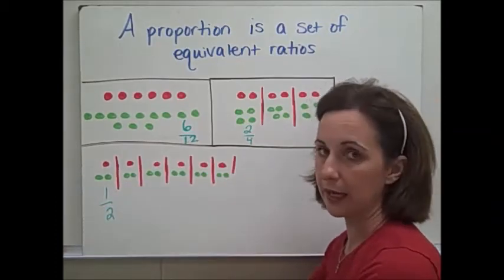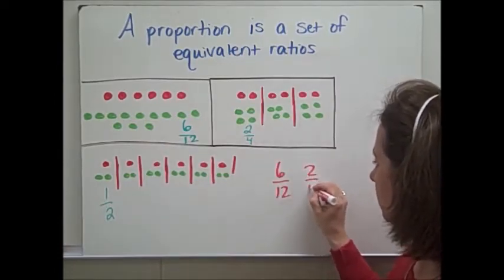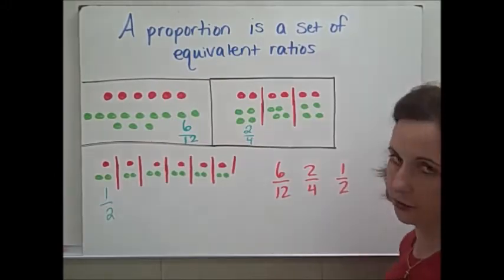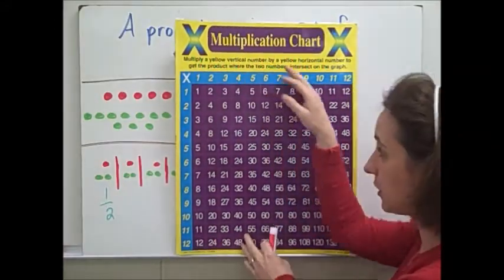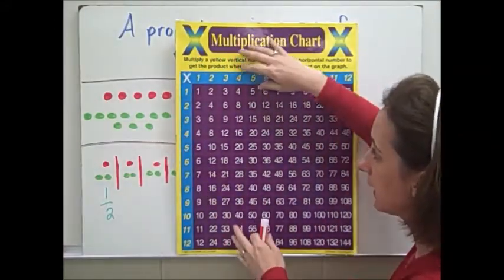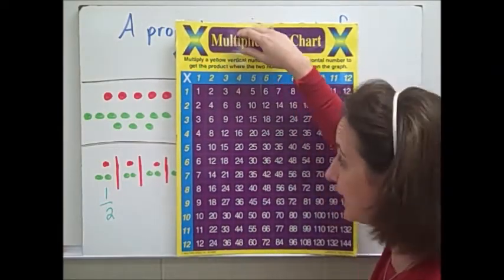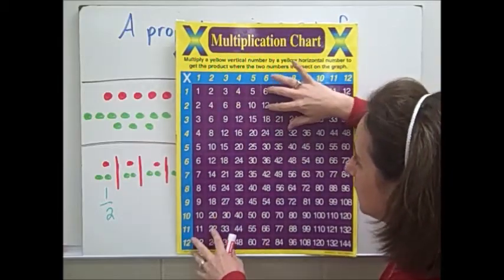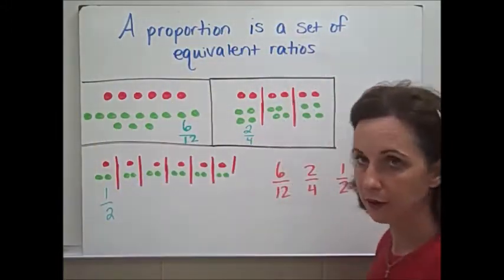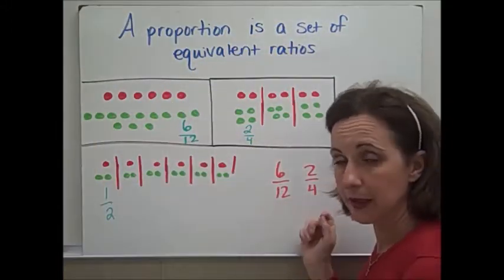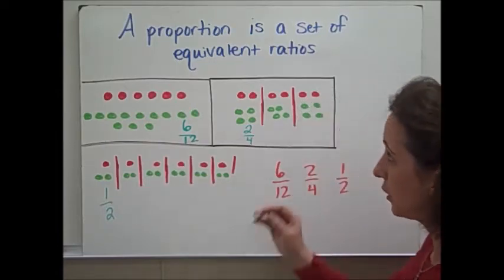So if you'll notice, we're looking at 3 different ratios: 6 to 12, 2 to 4, and 1 to 2. If you'll remember this multiplication chart, which was a fraction chart, which is now also an equivalent ratio chart. If we can find 6 and 12 in the same row with 2 and 4 and 1 and 2, then they are indeed equivalent ratios. And all of them, 6 to 12, 2 to 4, and 1 to 2 are in the same row. They are equivalent ratios. They can all be simplified to 1 to 2. And a proportion is a set of equivalent ratios.